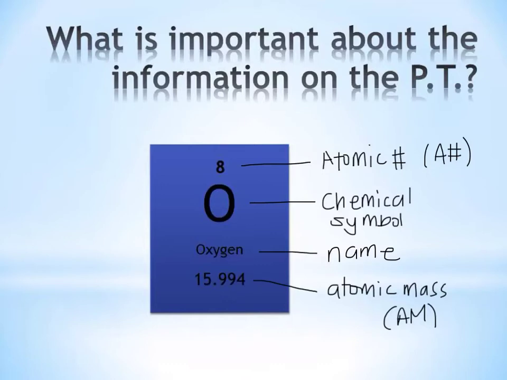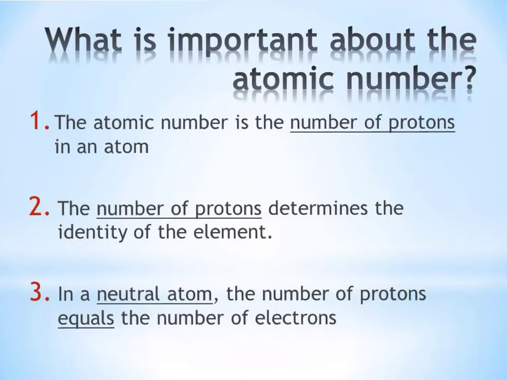What is so important about the atomic number? Well, it tells us the number of protons. The atomic number is equal to the number of protons. And each element has a different number of protons. The number of protons is what identifies the element. So for example, hydrogen has an atomic number of 1. Therefore, it always has 1 proton in the nucleus of an atom.